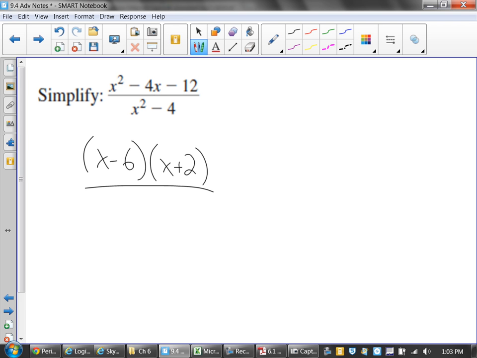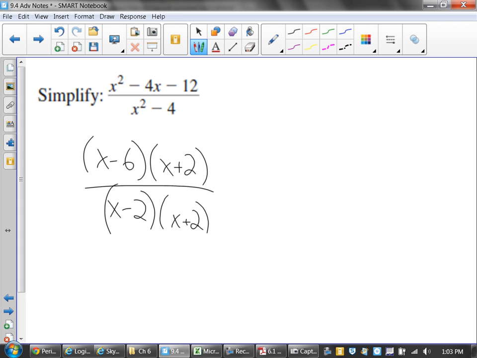And then if you factor the denominator, what do you get? x minus 2 and x plus 2. There you go. So when you factor the denominator, it's the difference of squares. So you have x plus 2 times x minus 2. And now you're looking at what simplifies out.